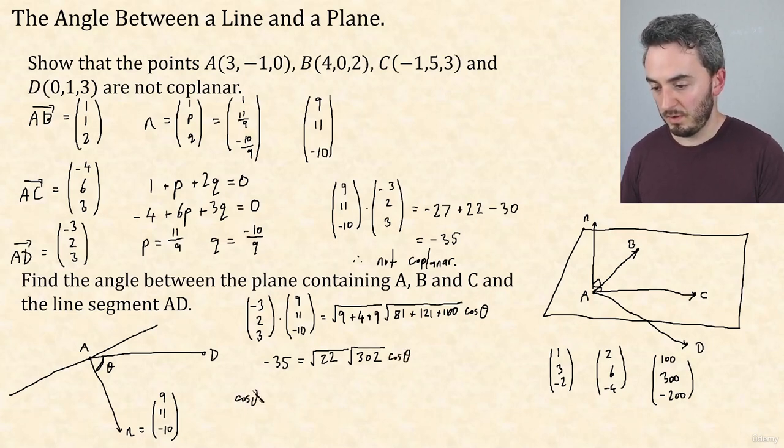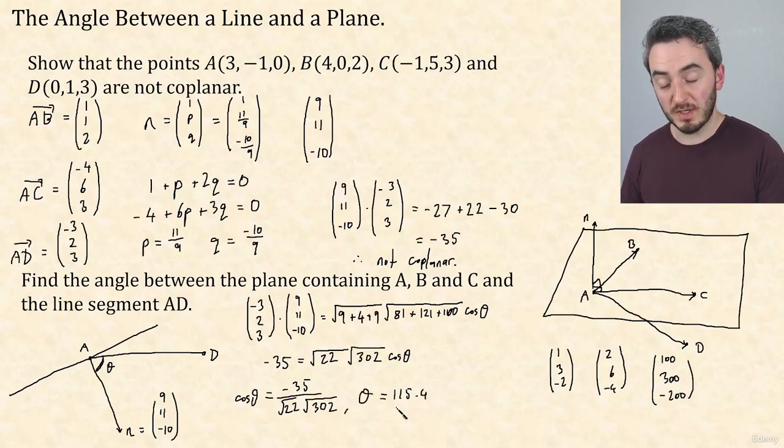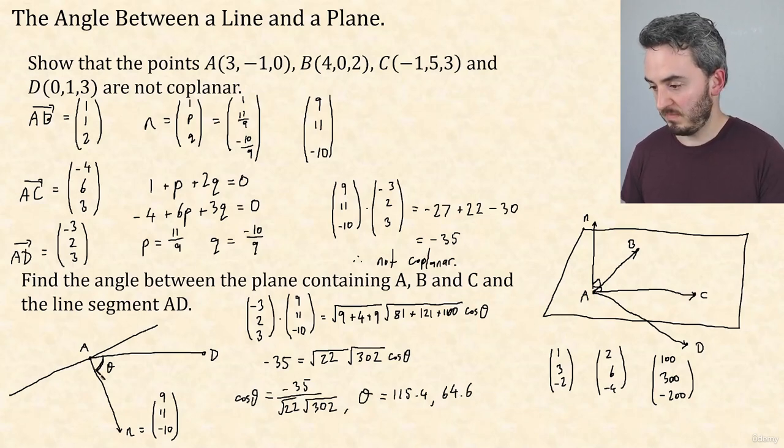So cos theta is minus 35 over root 22, root 302, which means theta is 115.4. That's the obtuse angle. So it's just 180 minus that. So the one we actually want is 64.6. So that angle there is this one here. And so the angle between the line and the plane is 90 minus that, which is 25.4.